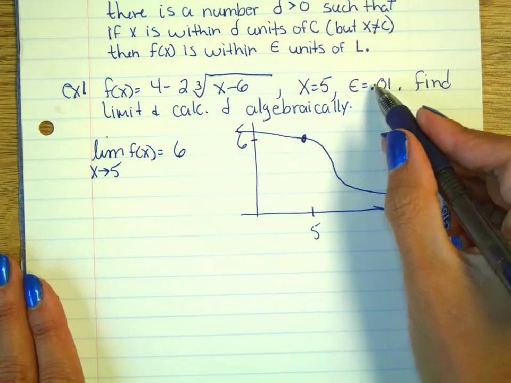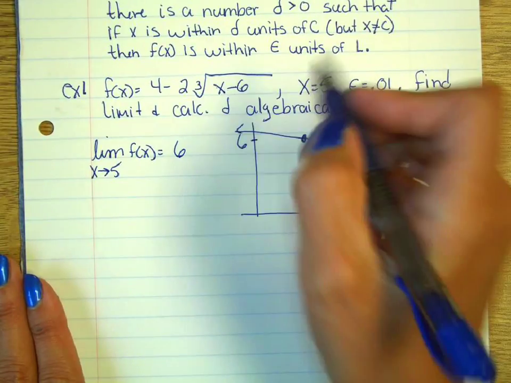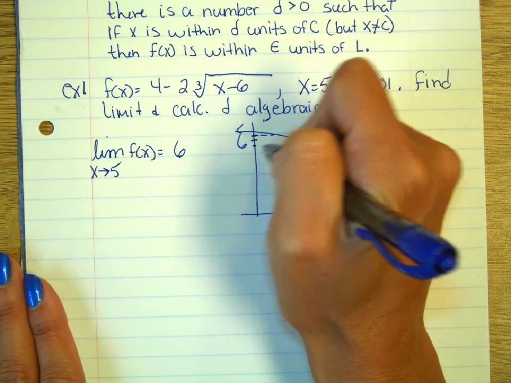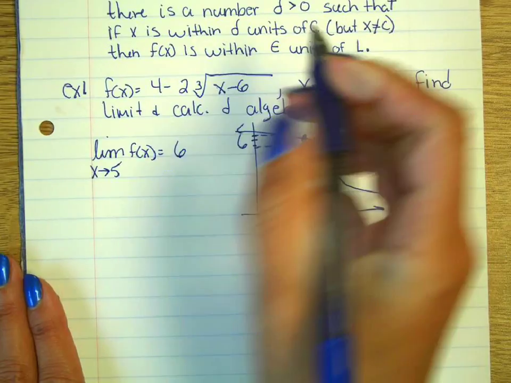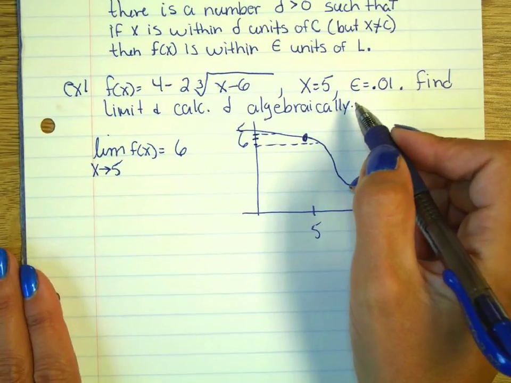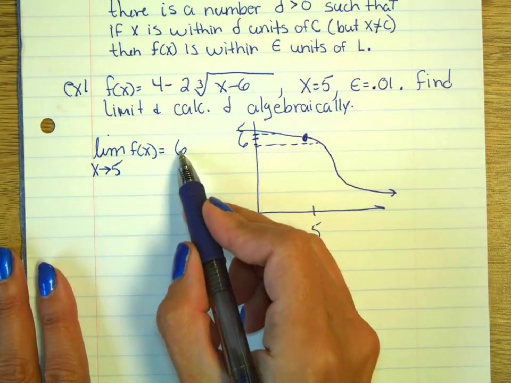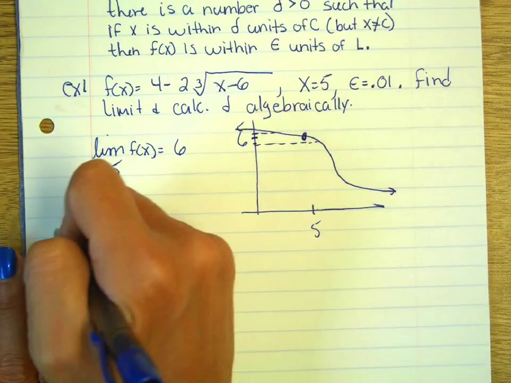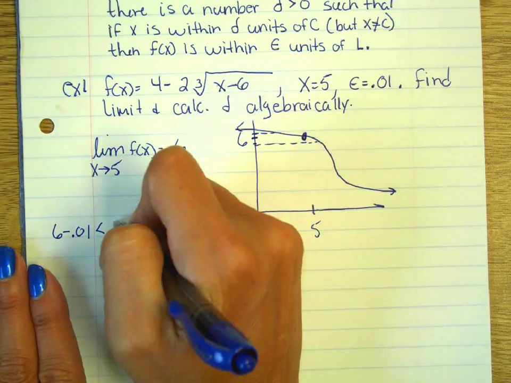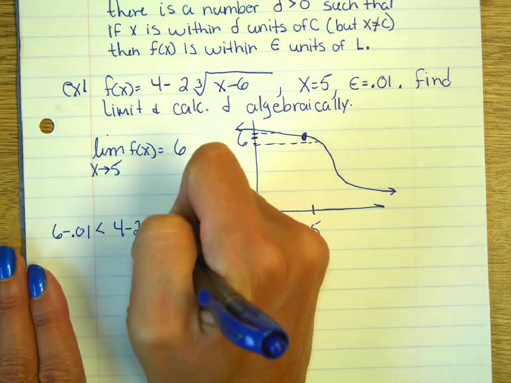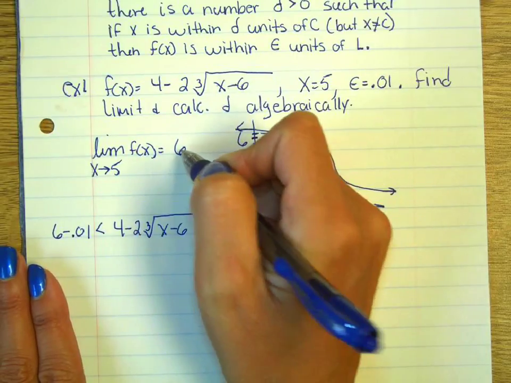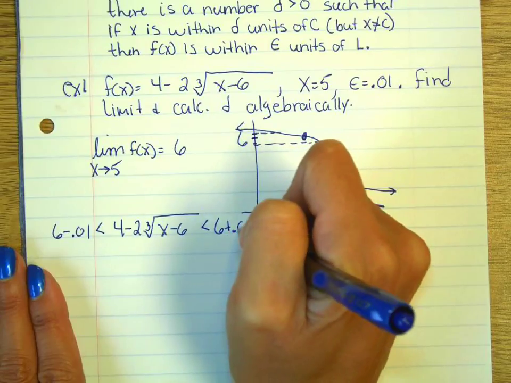Okay, now what we're going to do is make our epsilon window. We're going to go 0.01 away from 6. So that's above and below. So what we'll do is set up our triple inequality. That's how we solve them algebraically, just like we did in chapter 1. So you take your limit and you subtract the epsilon. Put your function in the middle. And then it's the limit plus the epsilon on the outside.